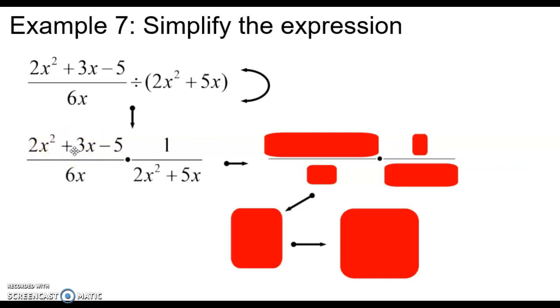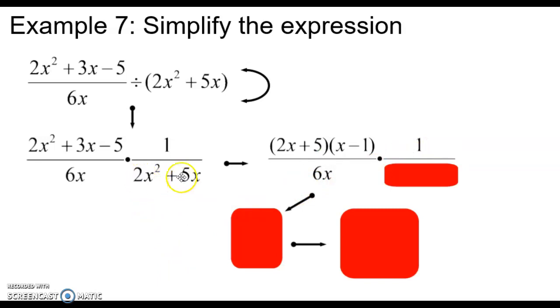So again, go ahead, try to pause this video, factor this numerator. Hopefully when you factor the numerator, you got 2x plus 5 and x minus 1. And again, that's by looking for two numbers that multiply to negative 10 and add to 3, and then you have to factor by grouping. 6x is just one term, so we do not factor 6x. Same with the number 1, we can't factor that. Looking at my denominator here, the only thing I can do here is take out an x, so I'm left with just a 2x plus 5 with that x on the outside.